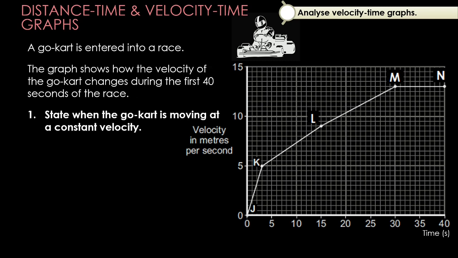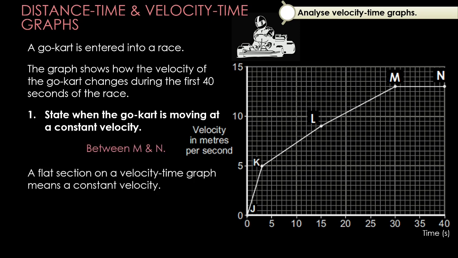So the first question was to state when the go-kart is moving at a constant velocity. And that's between M and N. We know that because on a velocity-time graph, if you have a horizontal line, that means that you have something moving at a constant velocity.